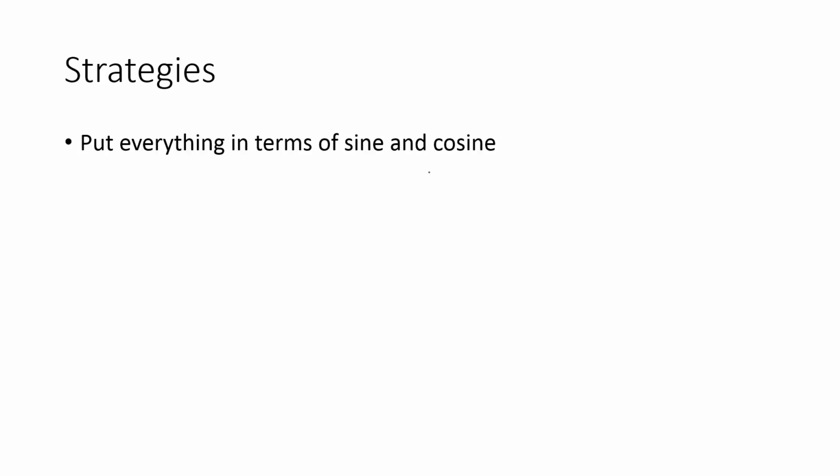Now I just have some general strategies that we used today that are going to help you out. The first strategy was to put everything in terms of sine and cosine. That's really why those identities on our first identity slide today are going to be useful. Secant is 1 over cosine, cosecant is 1 over sine. Tangent is sine over cosine, cotangent is cosine over sine. If you put everything in terms of sine and cosine, it's going to make your life a lot easier.